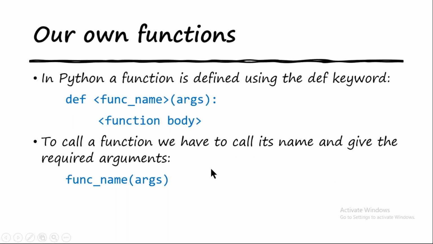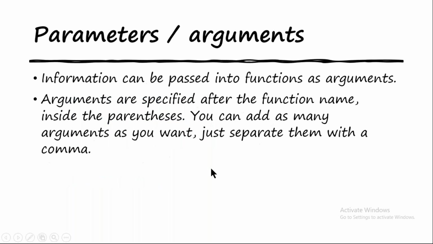So we have done creating a function. Now let's see what the parameters and arguments are. Information can be passed into a function as arguments. As you saw, I took a and b as arguments, and I passed 4 and 7 as the information. The arguments are specified after the function name, inside the parentheses.